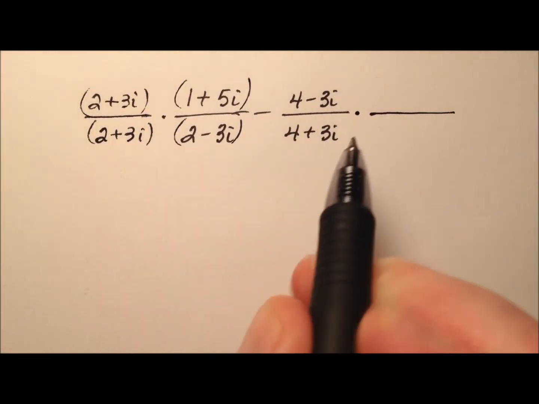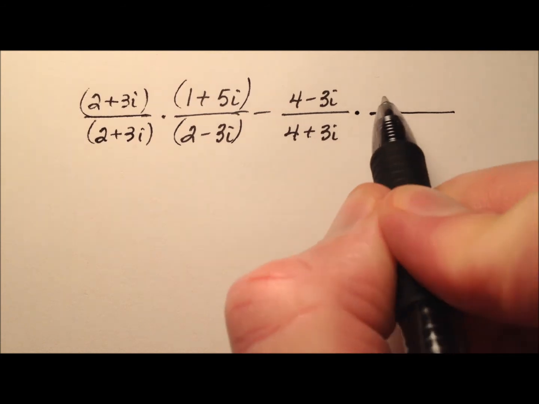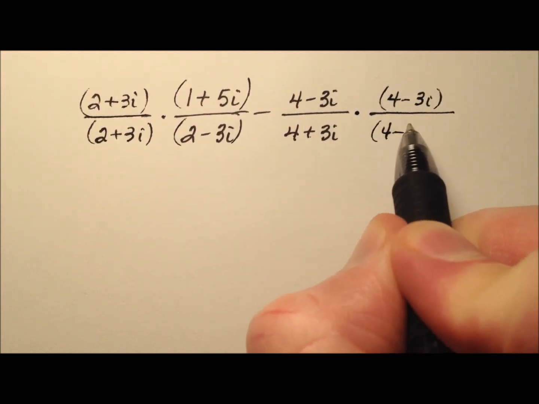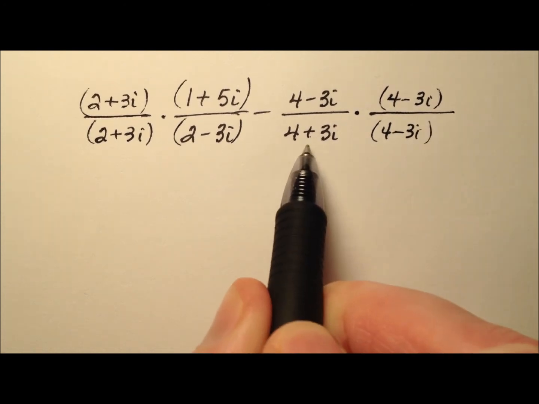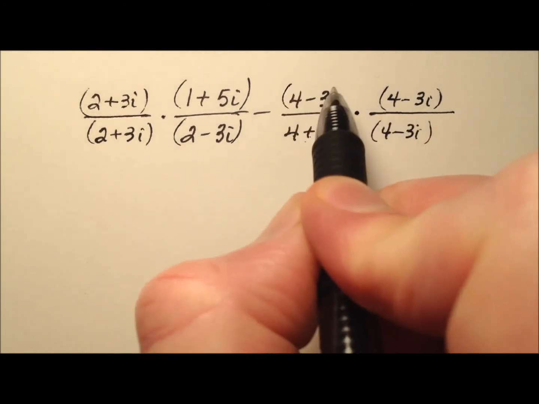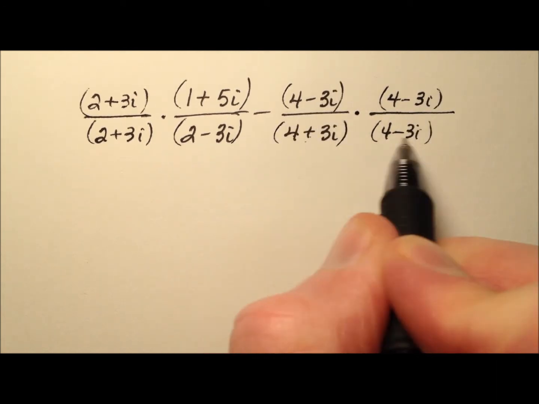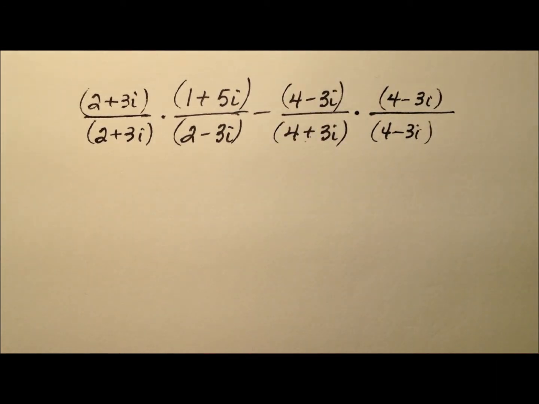Similarly, with the second fraction, the denominator is 4 plus 3i, so we'll multiply the numerator and denominator by the complex conjugate, which I'll just change the sign, so 4 minus 3i. And it happens to be an interesting relationship because the top is going to be squared and the bottom is going to be complex conjugates.